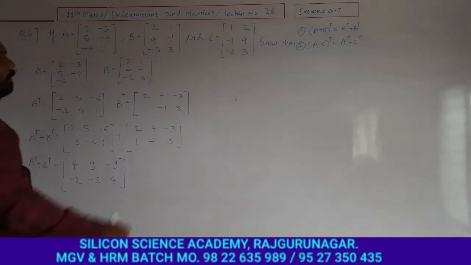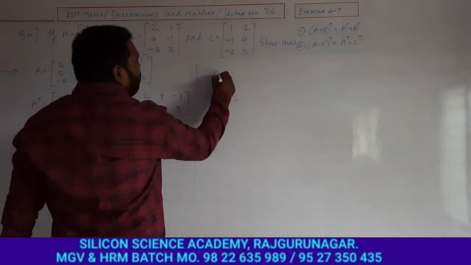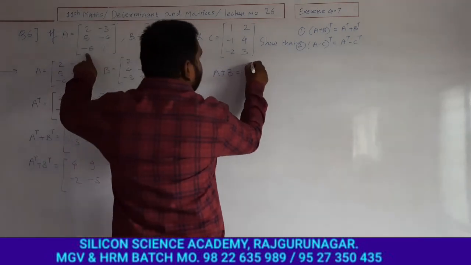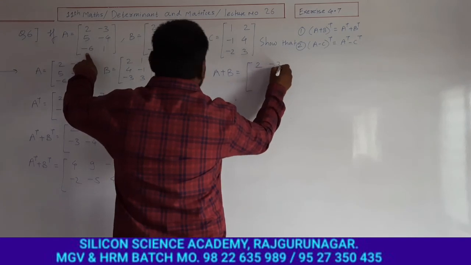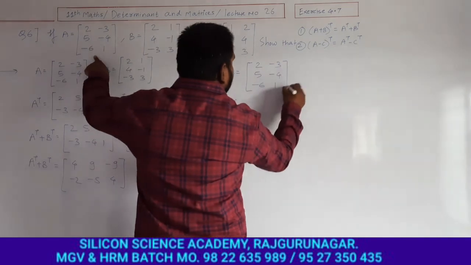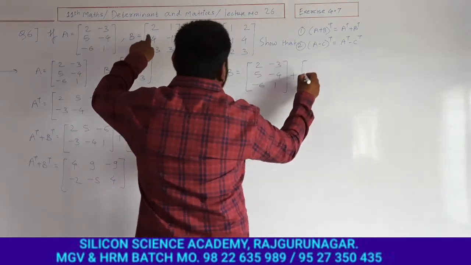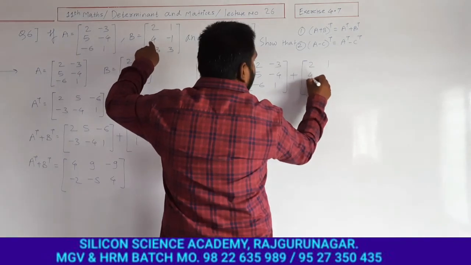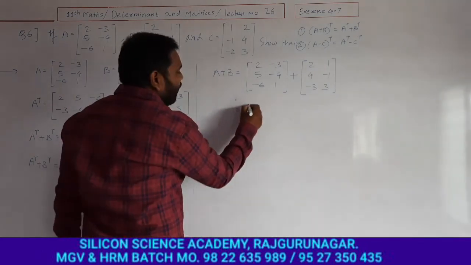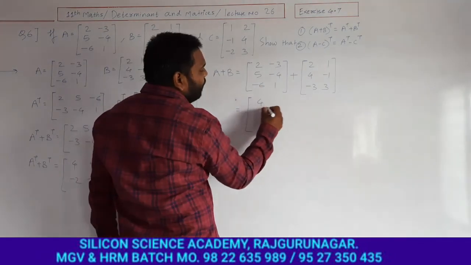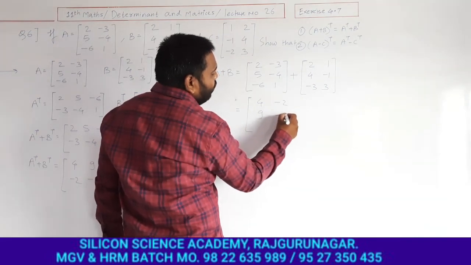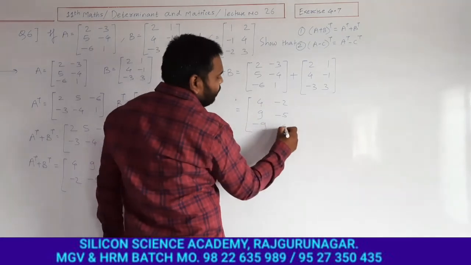Now we have to find A plus B. What is A? That is 2, minus 3, 5, minus 4, minus 6, 1, plus what is B? B is 1, 2, 1, 4, minus 1, that is minus 3. We have to add these two matrices, that is 2 plus 2, 4, minus 2, 9, minus 5, that is minus 9, that is 4.